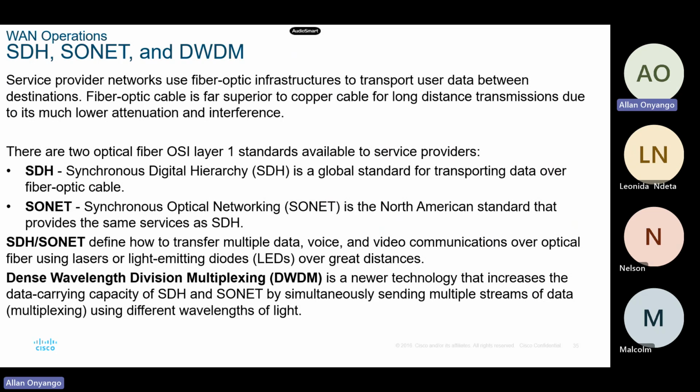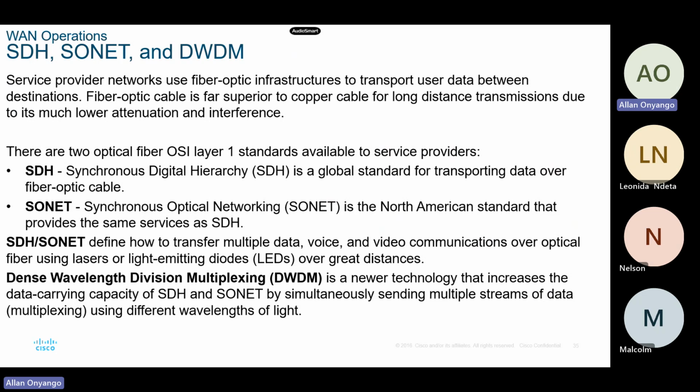Now, these two protocols, the SDH and SONET, they define how to transfer multiple voice, video, and data communications over the fiber optic using either the laser light technology or the LED light technology over very long distances.